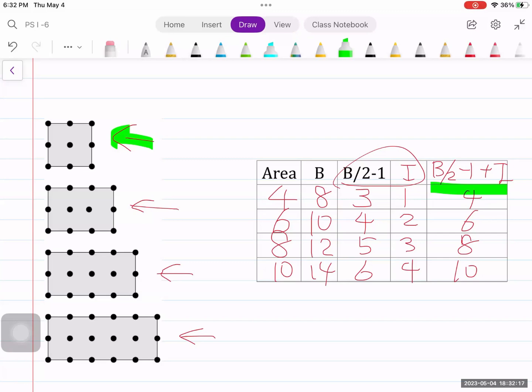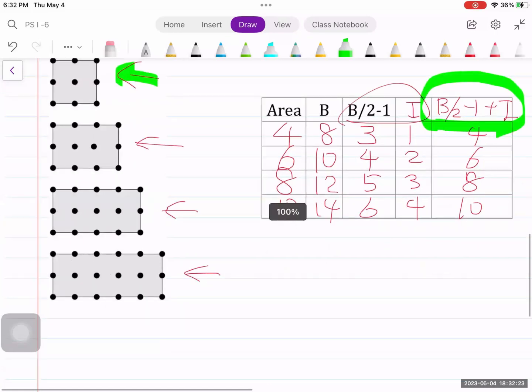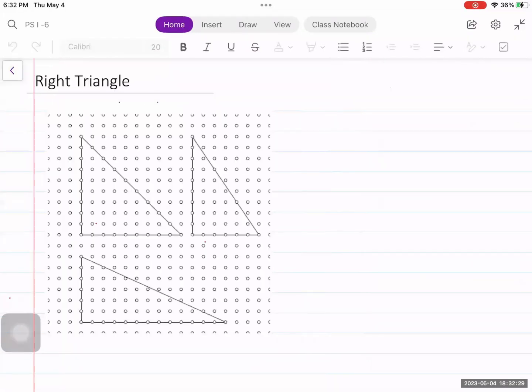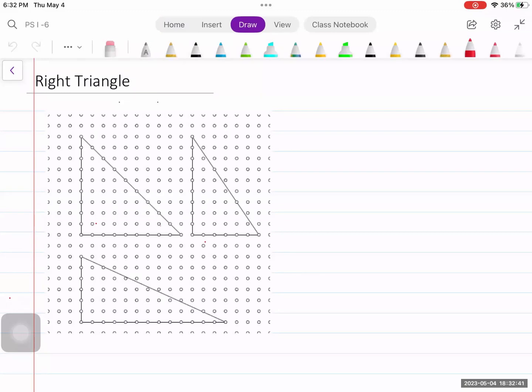Okay, so now we kind of say, maybe this is the formula, right? So let's see if this works for this. So it works for rectangles. Now let's see if that formula works for right triangles. What is the formula we guessed? The formula is the points on the boundary divided by 2, minus 1, plus the points inside of the boundary, right? So now let's look at this one.